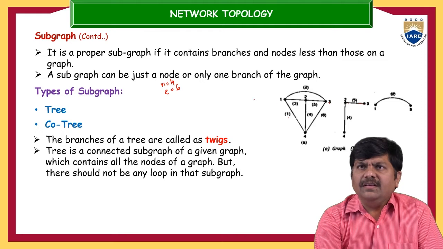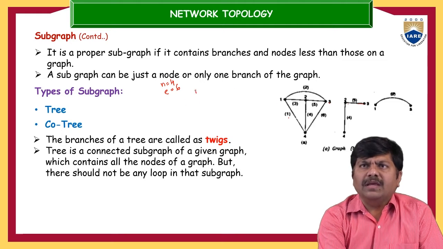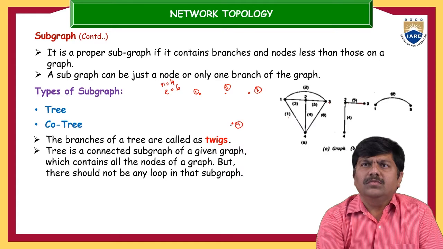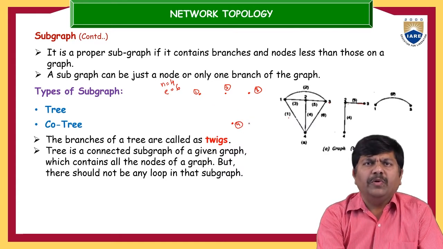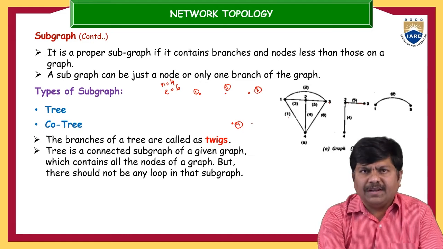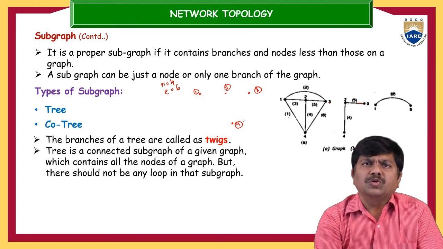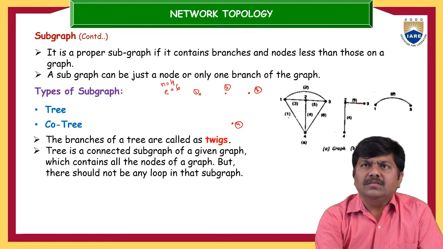Now see here, node 1 I am separately marking here. This is node 1 and this is node 2 and this is node 3 and this is node 4. So all the nodes we are going to consider, otherwise it won't be a tree. So all the nodes should be connected. Suppose this is the one subgraph I am going to consider.